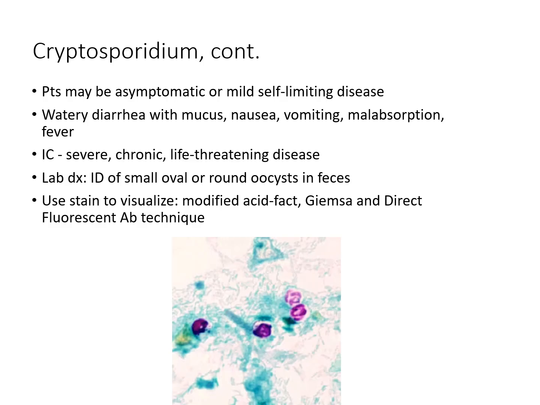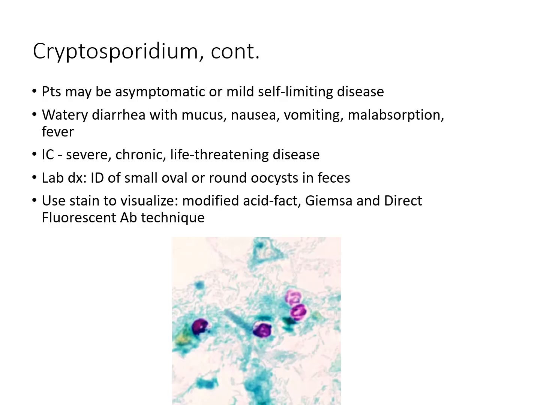Patients infected with Cryptosporidium may be asymptomatic or experience a mild self-limiting illness characterized by watery diarrhea with mucus, nausea, vomiting, malabsorption, and fever. In immunocompromised individuals, especially those with AIDS, the infection can become severe, chronic, and potentially life-threatening, causing persistent diarrhea and significant dehydration. Laboratory diagnosis will involve identifying small, oval or round oocysts in stool samples. Due to their size and morphology, special staining techniques are required for visualization, including the modified acid-fast stain, Giemsa stain, and direct fluorescent antibody techniques.